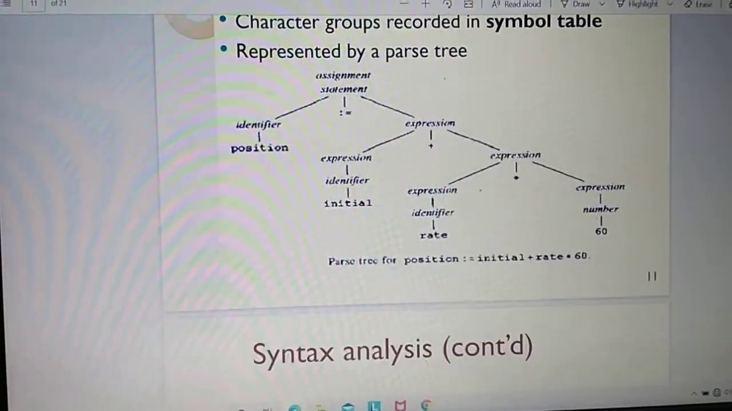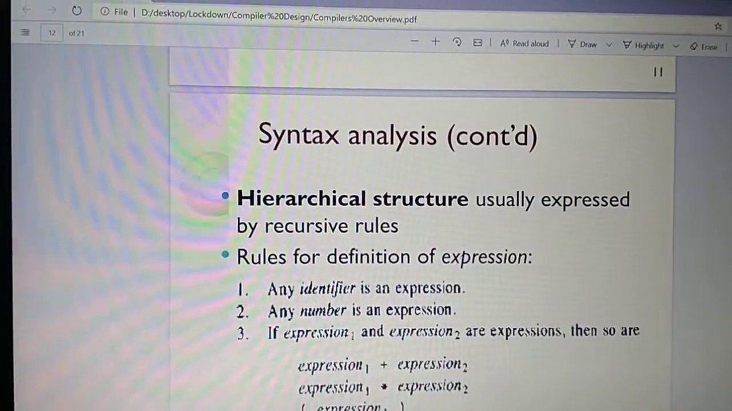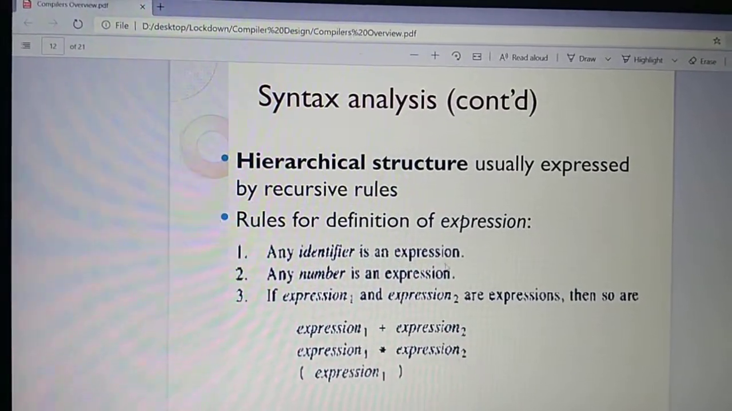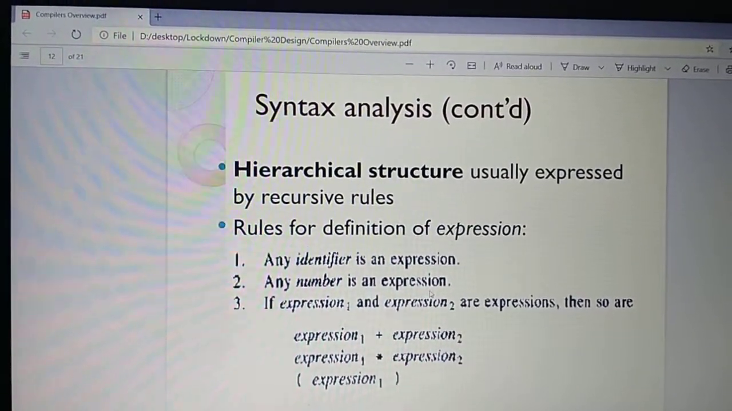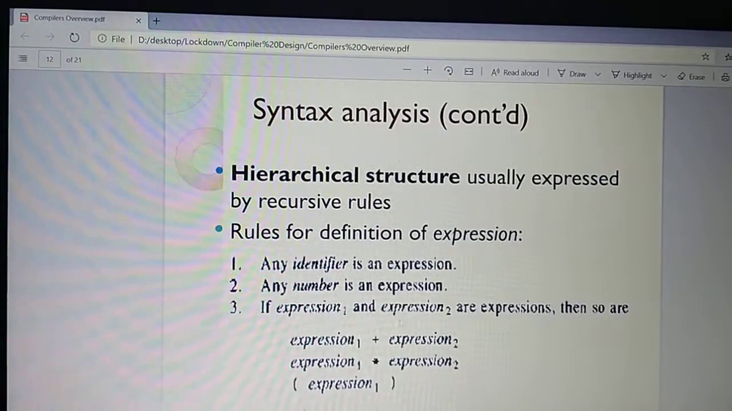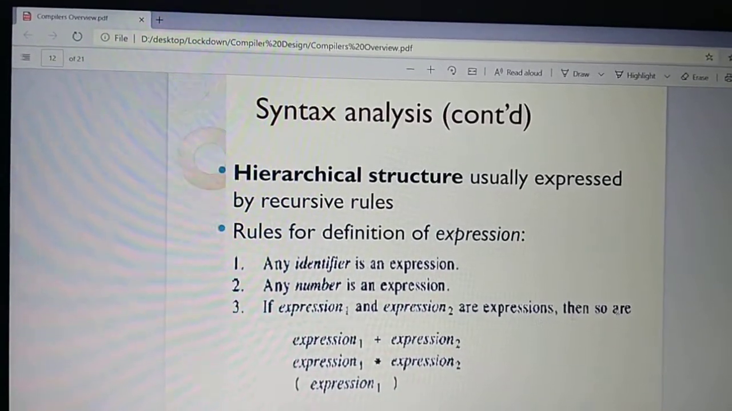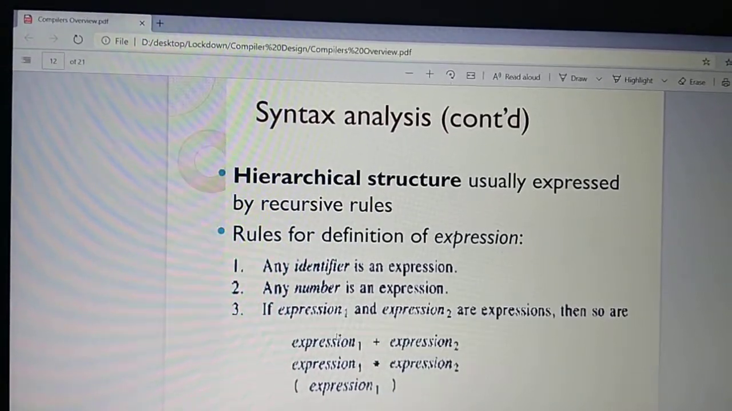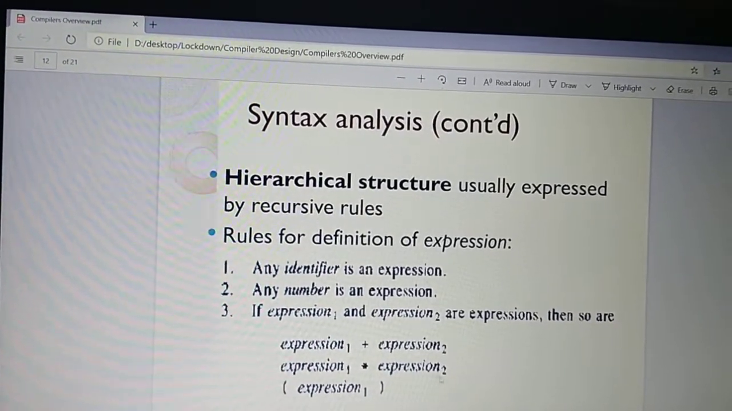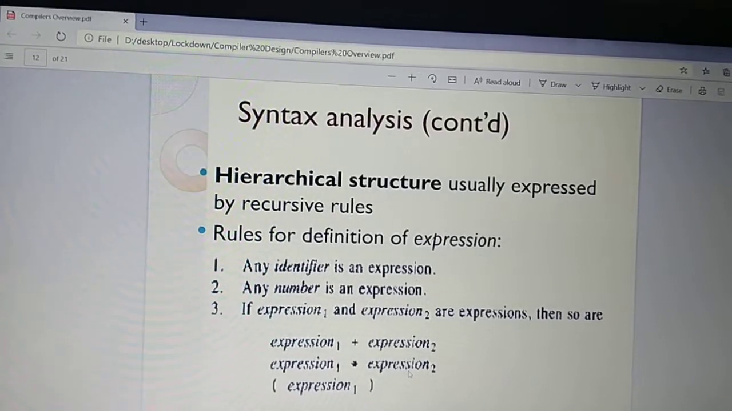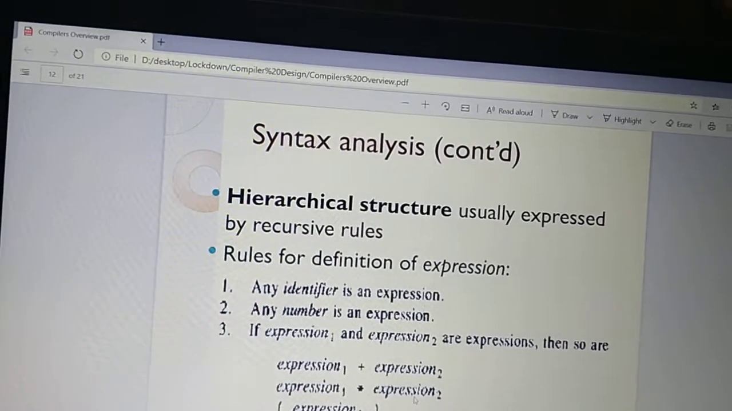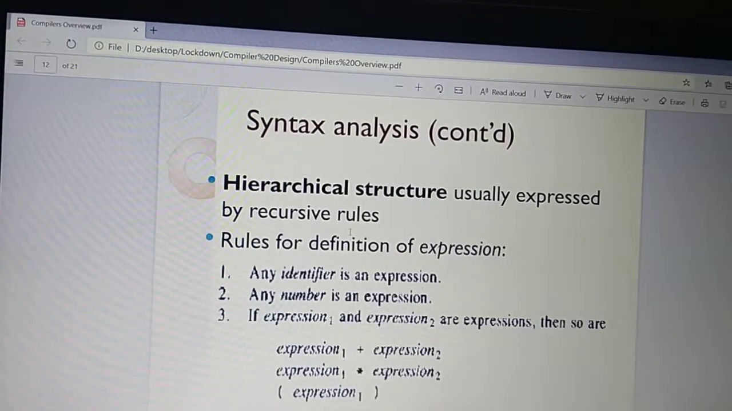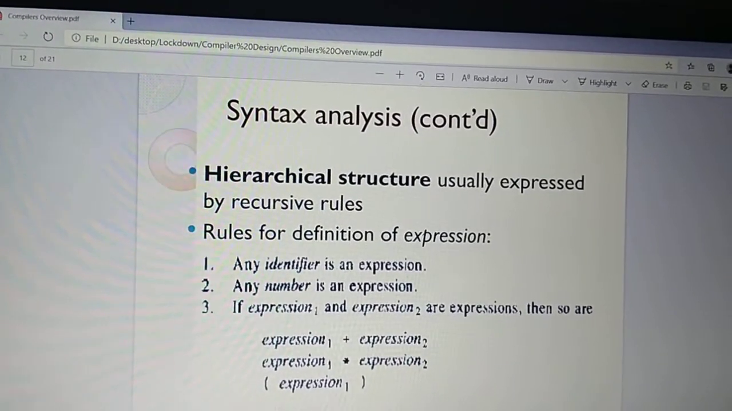There are several rules for how we can define an expression. Any identifier is an expression. Any number is an expression. If expression 1 and expression 2 are expressions, then we can say that expression 1 plus expression 2 is an expression, and expression 1 into expression 2 is again an expression. Hierarchical structure is usually expressed by using recursive rules.